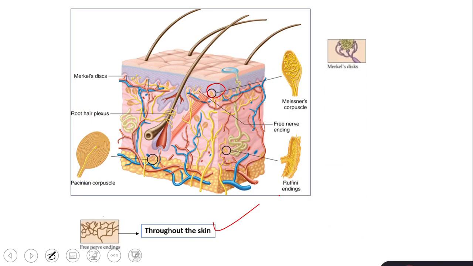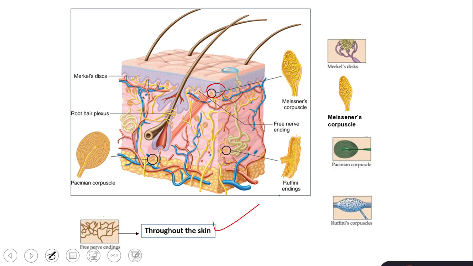So here are the Merkel's discs for sustained pressure, Meissner's corpuscles to detect texture of different materials, Ruffini corpuscles for sustained pressure, the Pacinian corpuscles are for deep pressure.